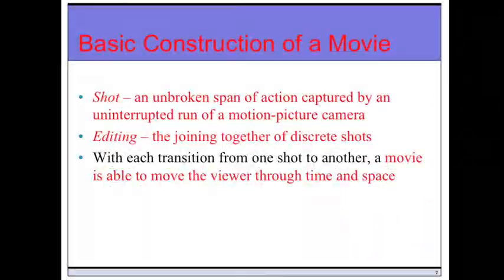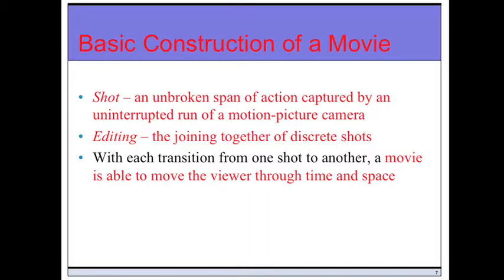So we're going to go over the basic construction of a movie. There's two things that happen in a movie to make it a movie. One is shots. You have different types of shots in a movie, and this is with your camera. The official definition of a shot is an unbroken span of action captured by an uninterrupted run of a motion picture camera. Basically, I press record and let the scene play out, and then I press stop. And that's one shot. That's what shot means on a camera.